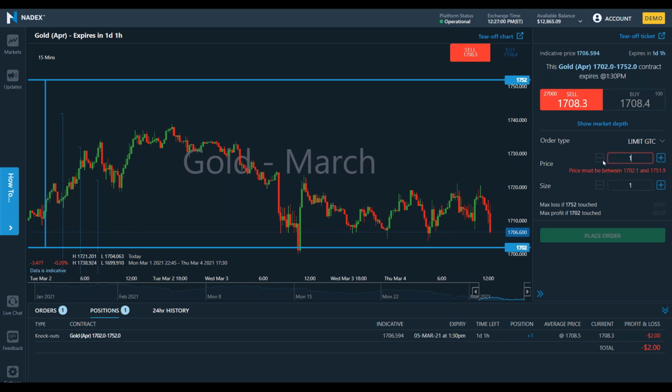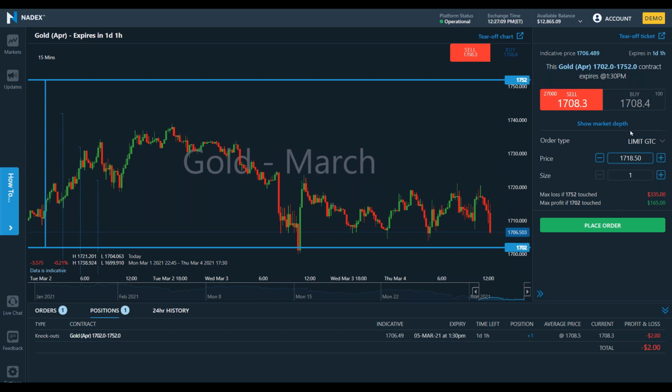I can go 1718.50. All right, I'm selling it. I bought it here, and why would I do that? Well, if gold were to pop, just because there's an expiration associated with this contract doesn't mean I have to wait 1 day and 1 hour to see what happens.